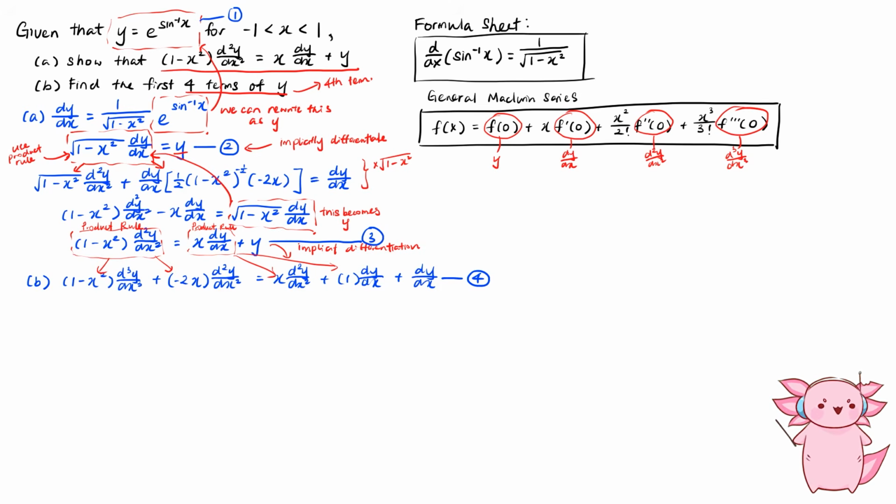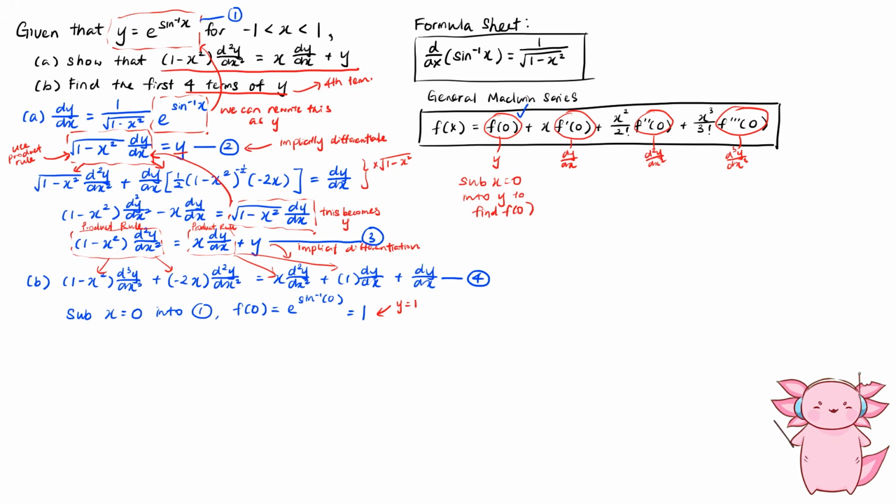Okay, now, are you ready for some magic? Since f(0) represents y and f'(0) represents dy/dx and so on, let's first sub x is equal to 0 into equation 1 in order to solve for y, which gives us y is equal to 1. Now using this value, let's sub x is equal to 0 and y is equal to 1 into equation 2, and we can get dy/dx is equal to 1.